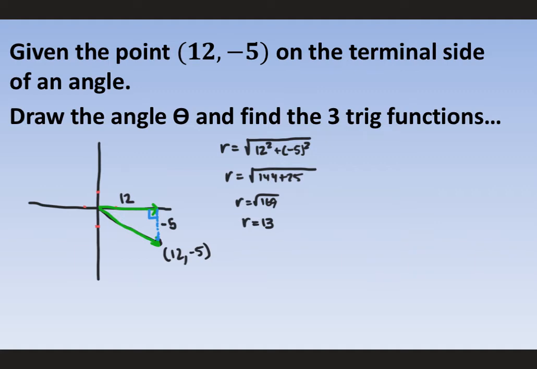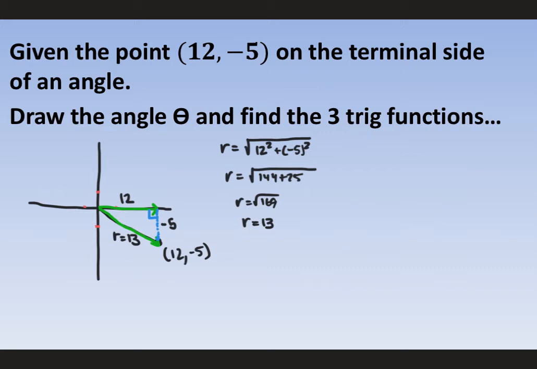Now x and y, so your left and right and your up and down, can be positive or negative. Right positive, left negative, up positive, down negative. But the r value is always positive. So our hypotenuse here is 13, our r value. Okay, that's great. We've labeled our triangle. We should be good to go now.